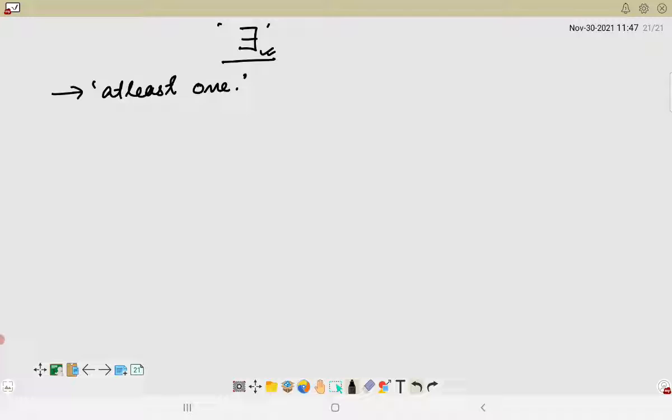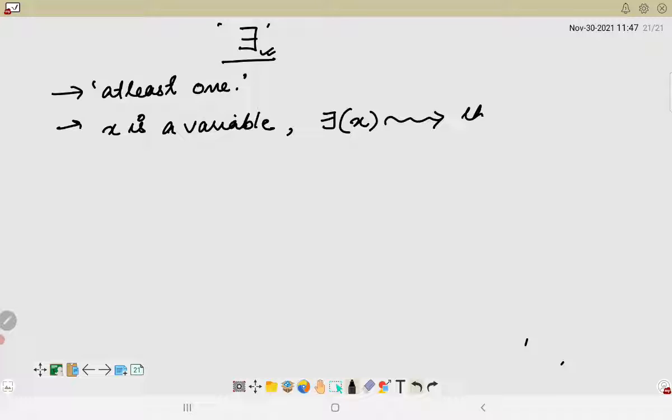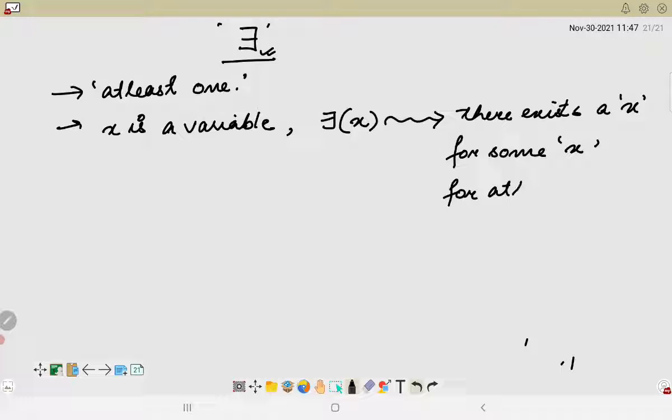Okay, so suppose we are considering x as a variable, then if we want to represent at least one instance of x, we have to write it like this. This would be read as there exists an x, or for some x, or for at least one x. So these are basically the symbols which would be used.